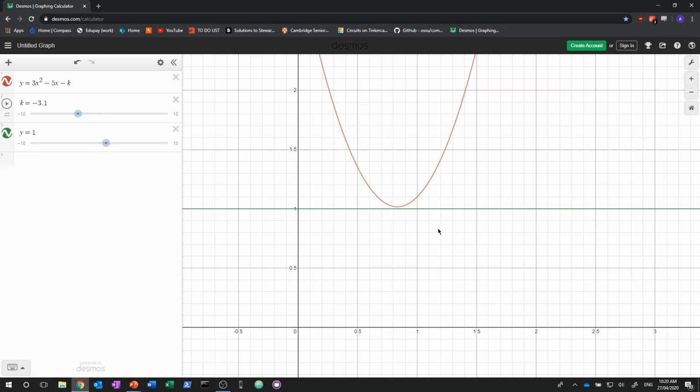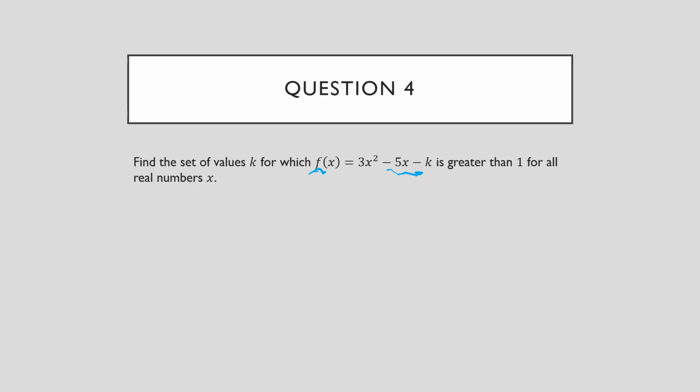Now, how do you find out where two graphs intersect? Well, you make the equations equal to each other. So let's do that. Let's say we've got 3x squared minus 5x minus k equals 1. This is the graph of 3x squared minus 5x minus k intersecting with the graph of y equals 1. What we can do here is rearrange it so that we've got 0 on one side. We'll get 3x squared minus 5x minus k minus 1 equals 0.